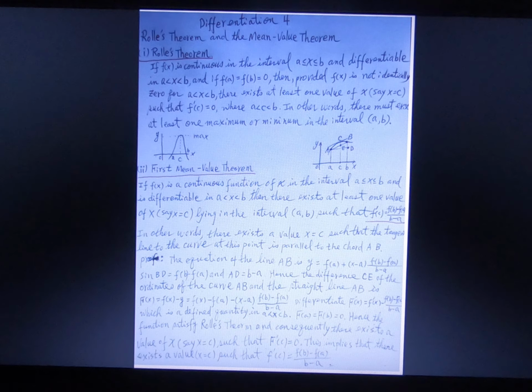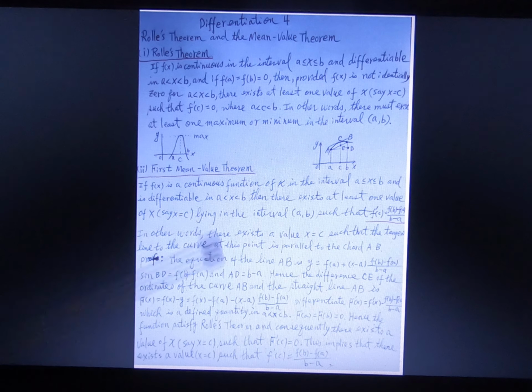These are two theorems. Rolle's theorem: if f(a) and f(b) equal 0, then in the interval of a and b there will be a maximum, so f prime c equals 0, the differential of f(c) equals 0. First mean value theorem: if a and b are not equal, you can find a derivative that equals f(b) minus f(a) divided by b minus a.